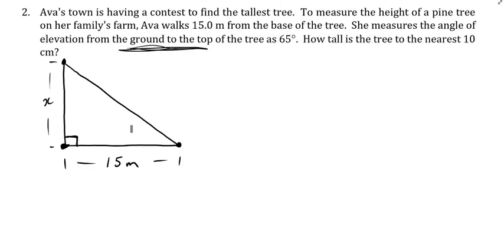So, and also the other thing that we talked about a lot is, where could Ava actually measure an angle? Like, she can't measure this angle up here unless she climbs to the top of the tree. She can't measure that angle. So it should be this one, which is 65 degrees.